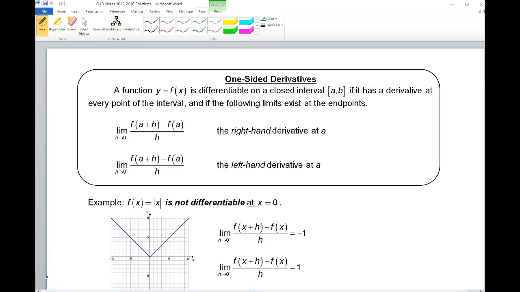Okay, so we talked about what a derivative is yesterday. A derivative we've already been doing, right? It's that limit as h approaches 0. And then we have that alternate definition.